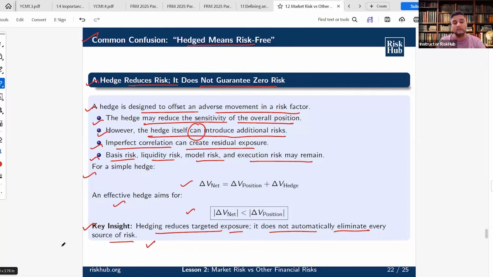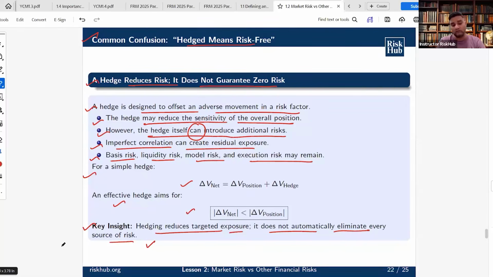Delta V subscript net equals delta V subscript position plus delta V subscript hedge. Delta V position is the value change of the original position. Delta V hedge is the value change of the hedge. The sum is the net change actually experienced. The hedge works when its value change carries the opposite sign to the position.